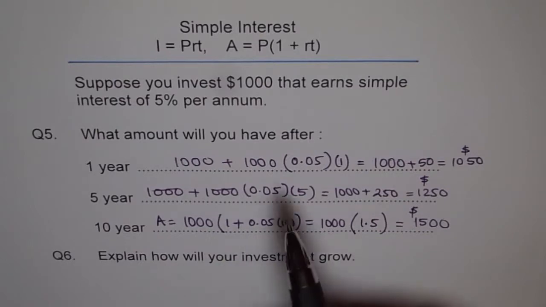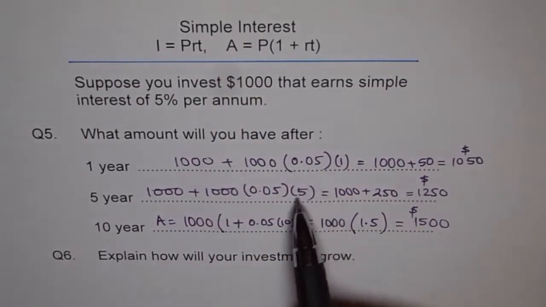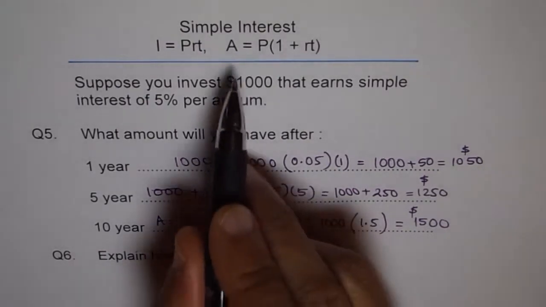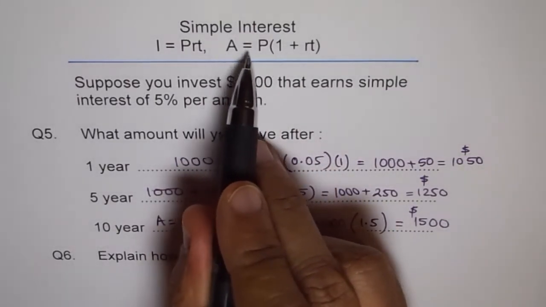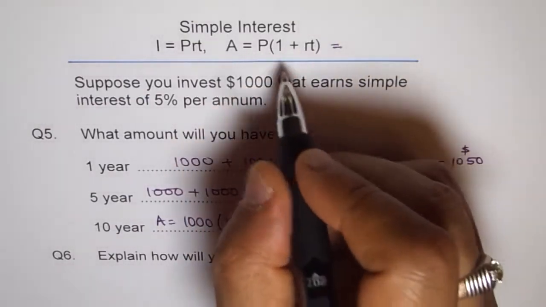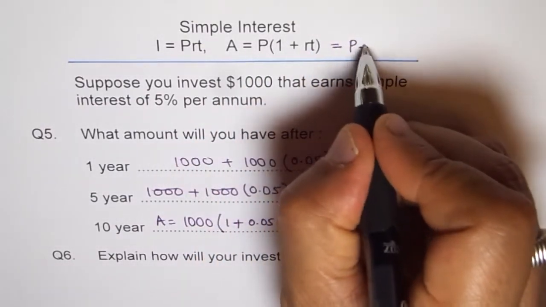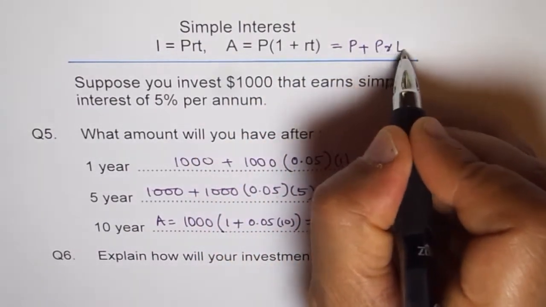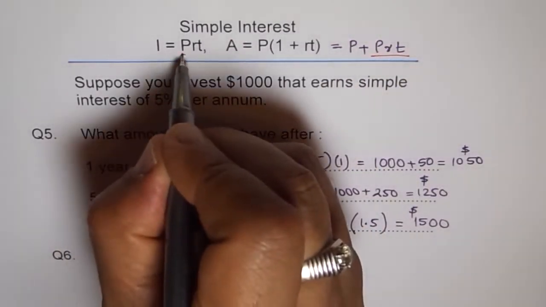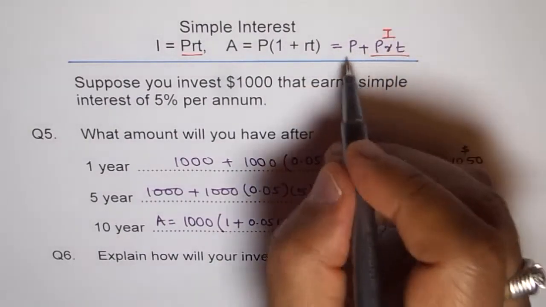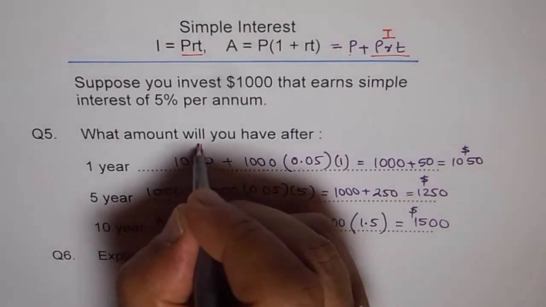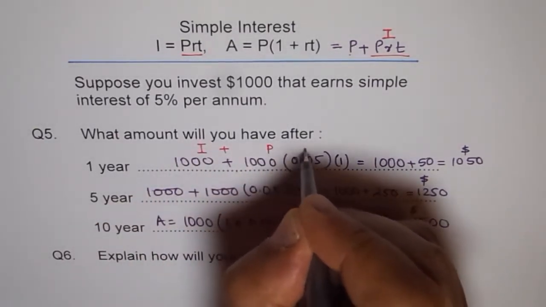So in the first two cases, I used the same formula, but in a different fashion. Can you tell me what I did? I expanded it, right? I write A equals P times 1 plus RT. If I apply the distributive law, I get P plus PRT. Correct? And what is PRT? PRT is interest earned. So initial amount plus interest earned. This is what I did here: initial amount plus PRT.